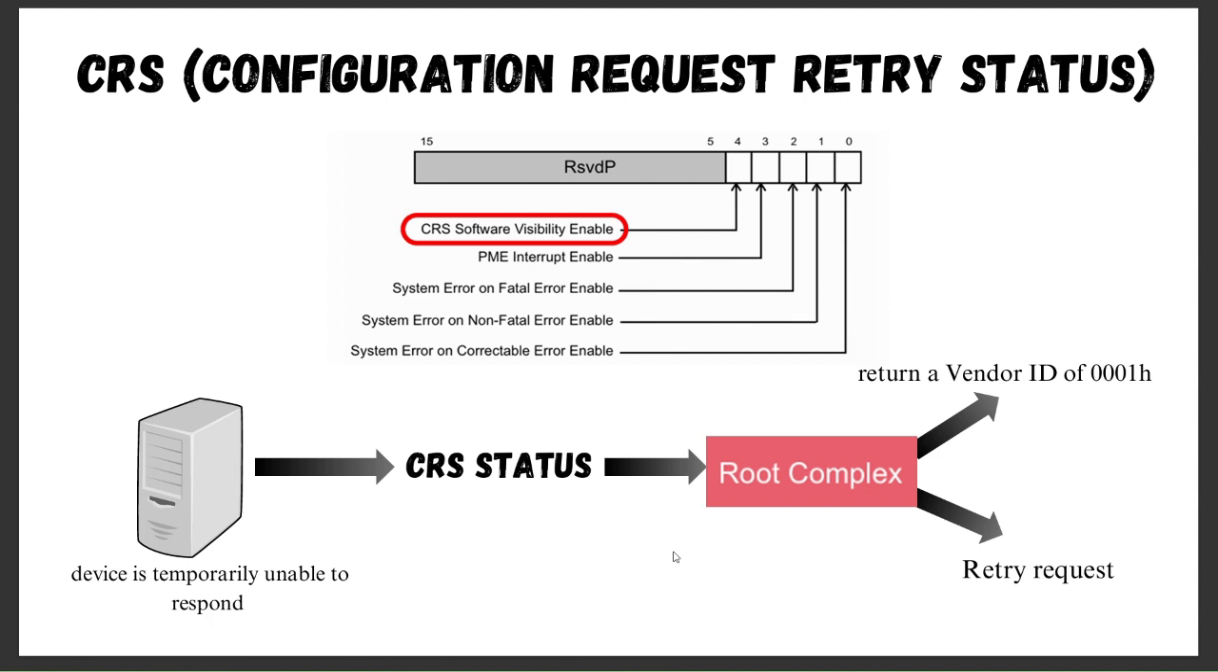During enumeration, the root complex may return a vendor ID of 0001h, indicating a lengthy delay, which tells the configuration software to skip the device temporarily and return later. If the software requests a configuration write or any other type of read, the root complex may automatically retry the request.